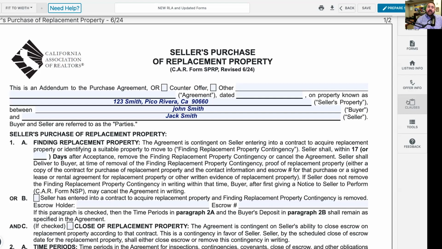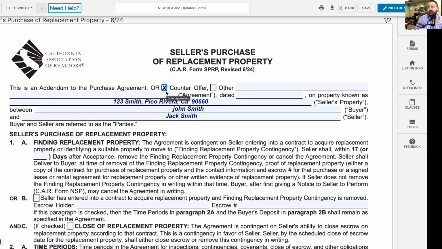So remember, the property I'm purchasing as a contingent buyer is my up leg. The property I'm selling as a contingent seller is my down leg. Okay. So here we go. Seller's purchase of replacement property. Chances are, it's not going to be an addendum to the purchase agreement. It's going to be an addendum to the counter offer, because most buyers don't write the offer and include an SPRP, right?